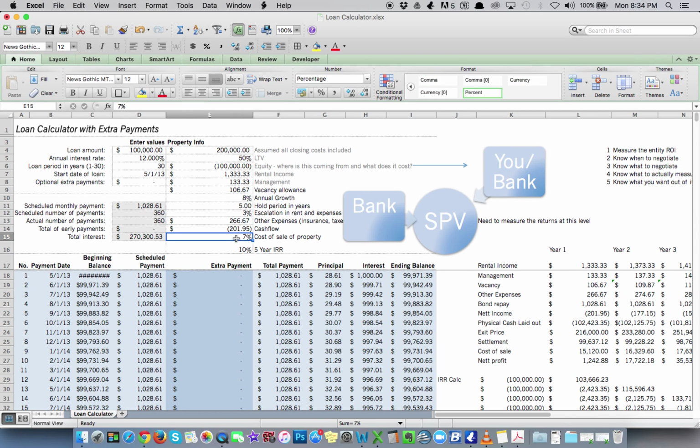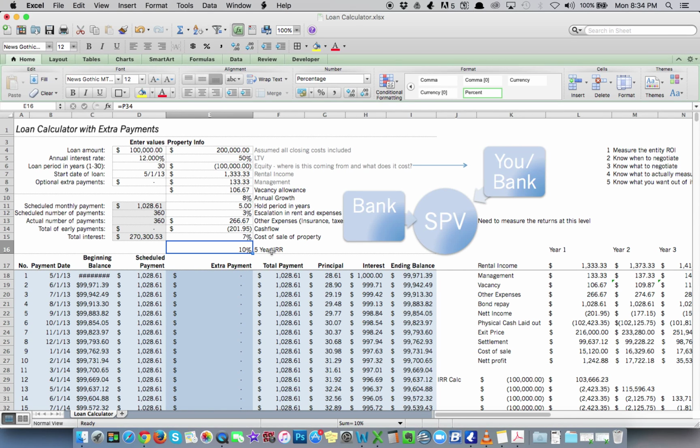What's our cost of sale on the property? So if you have to pay an estate agent or anything like that at the end when you actually want to sell it, I'm bringing in a cost of 7% over there. And that brings us to an internal rate of return over 5 years.